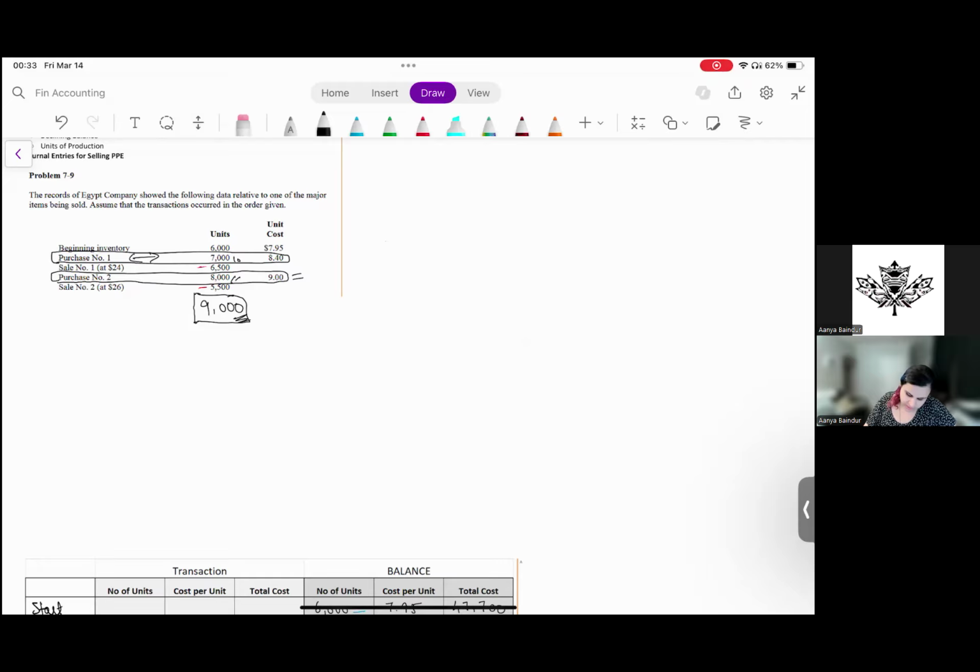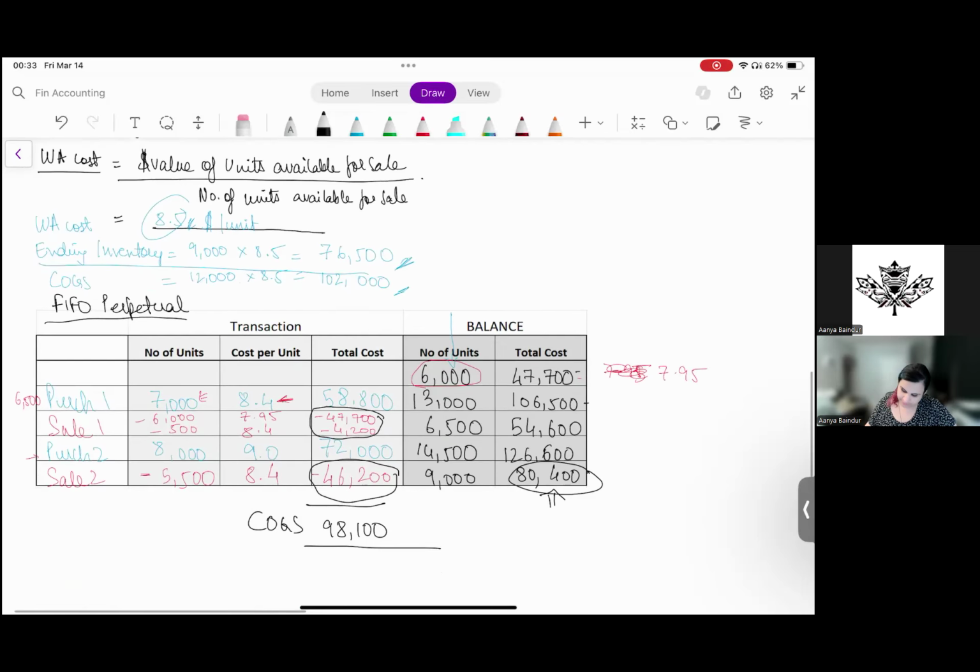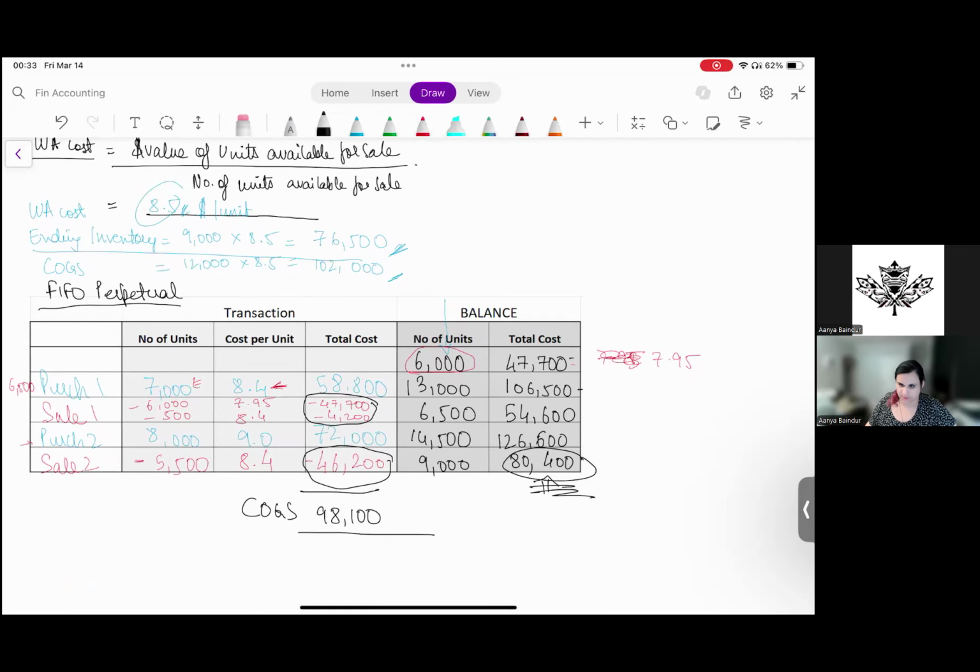So let's find the value of those 1,000. That'll obviously be 1,000 times 8.4, which is 8,400, and the entirety of purchase two, so that's 8,000 times 9, which gives you 72,000. If you add these two numbers up, that gives you your ending inventory. So that's 8,400 plus 72,000, which gives you 80,400, which if we go back is exactly the value we had here.